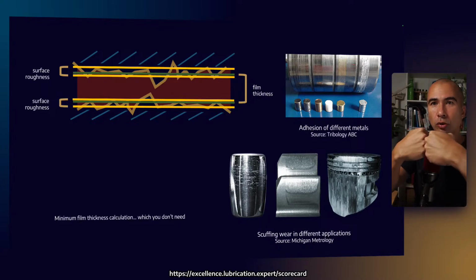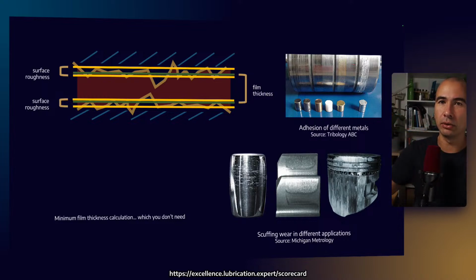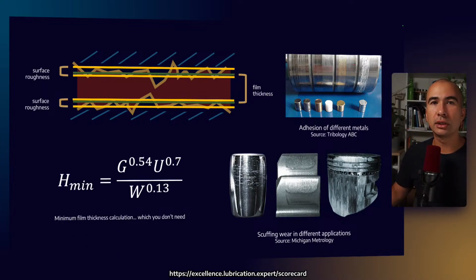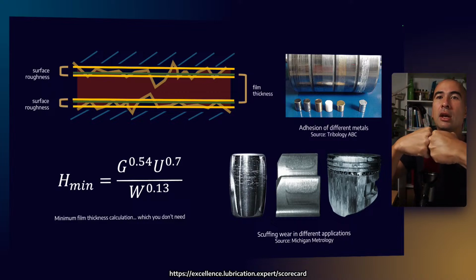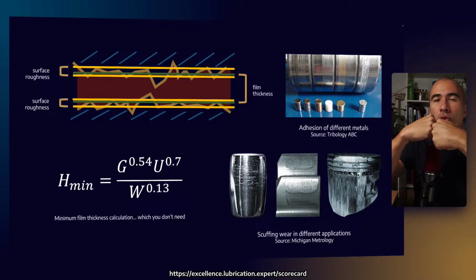So we have boundary lubrication and one material adheres to the other material. Sometimes it's also called scuffing, right? So when we get a collapse of that film thickness, often what you will see is a wiping type wear.